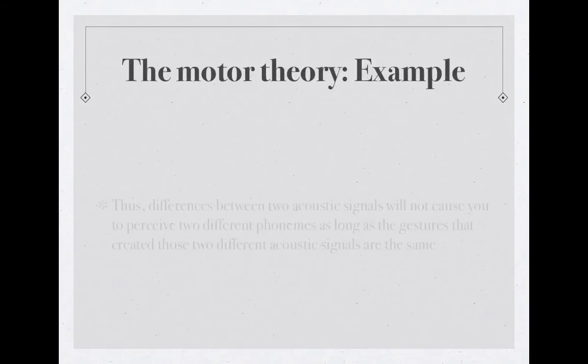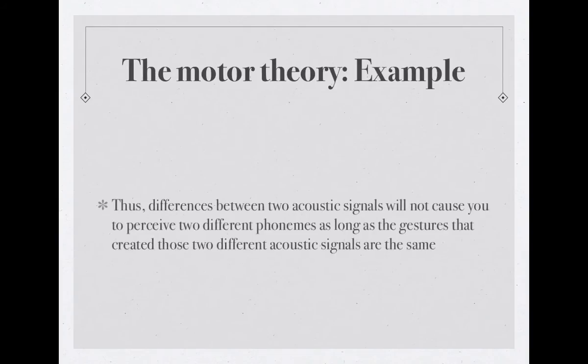Motor theory example again. Relying on this, the differences between the two acoustic signals will not cause you to perceive two different phonemes, as long as the gestures that created those two different acoustic signals are the same. Let's not talk about allophones. If you have two different sounds, D and do, and you just rely on the acoustic signals, they differ. But when you go into the gestures, they are the same. So this is the idea in this quotation.